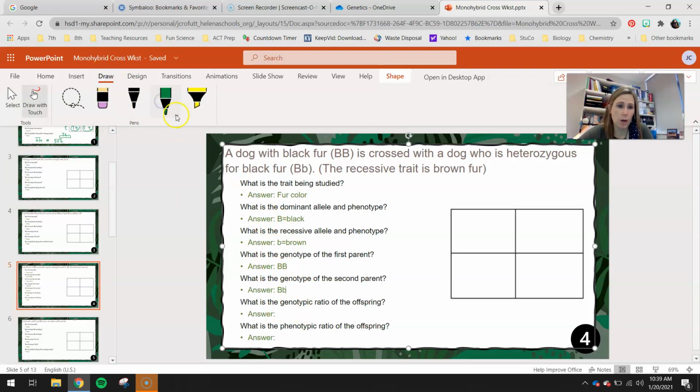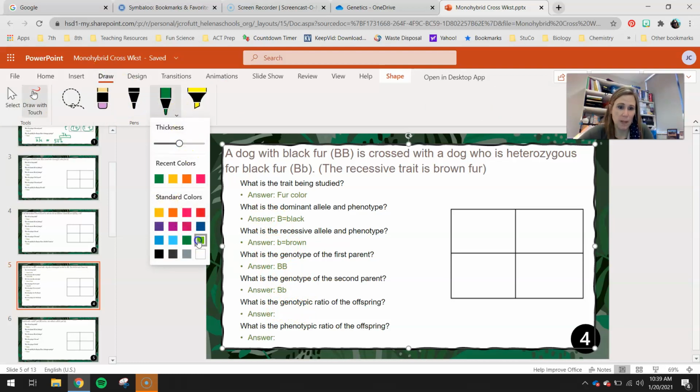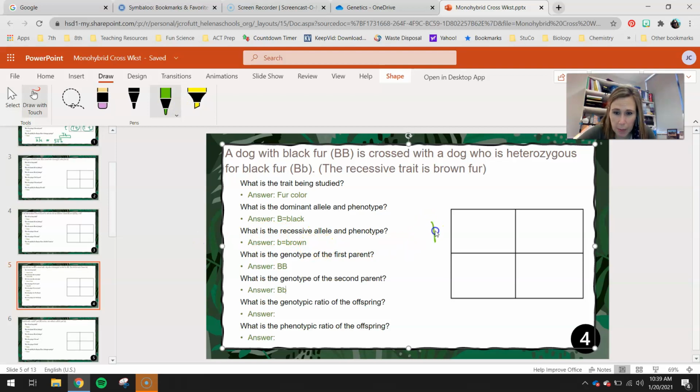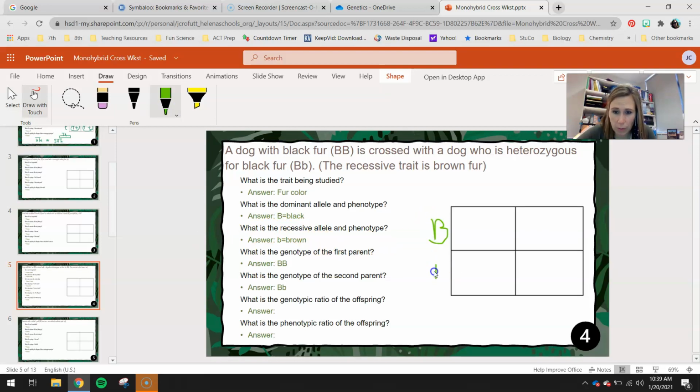So let's go ahead and do our Punnett Square. All right, so one parent is big B. Again, really make sure that you guys, if you have to choose your own letters, choose letters where you can easily tell the difference between upper and lowercase. So B's are a great one to use, okay? All right, so go ahead and do your cross. Big B, big B, little b, big B, and big B, little b.